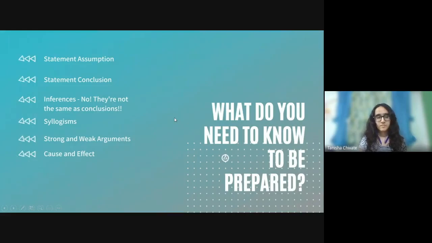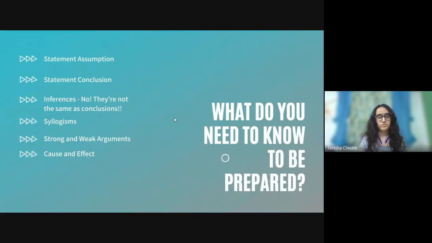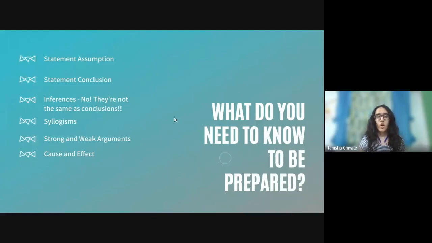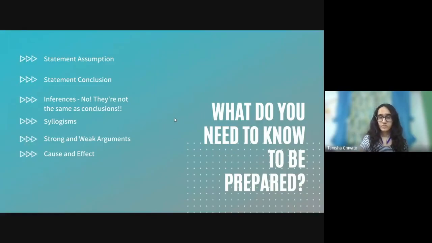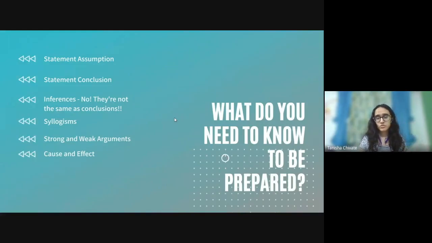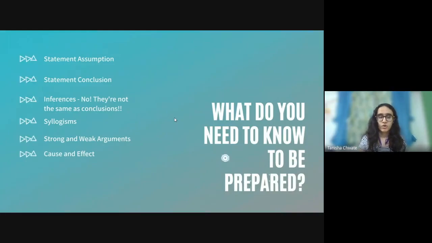You have 6 main topics: statement assumption, statement conclusion, inferences, syllogisms, strong and weak arguments, cause and effect. Almost all the probable and most relevant questions, again, remember what I'm saying, most relevant, will be asked from these 6 directly. If not, the passage will definitely use either of these 6. So you need to know these 6 without fail if you want to crack the critical reasoning section of CLAT.